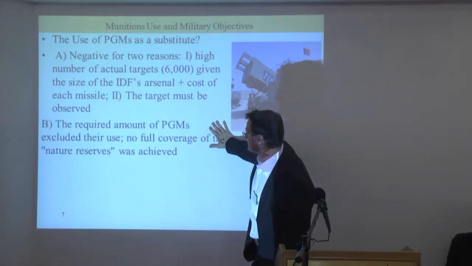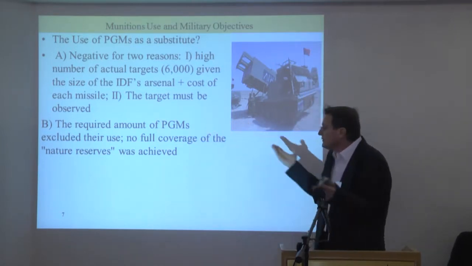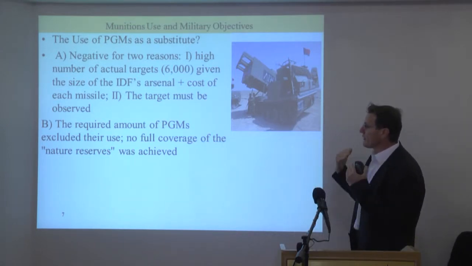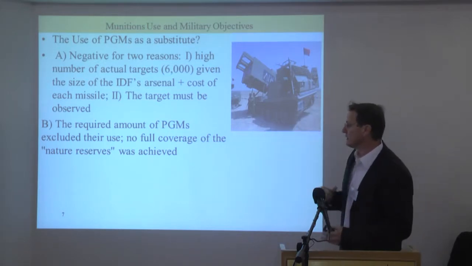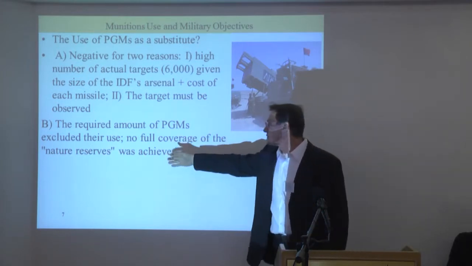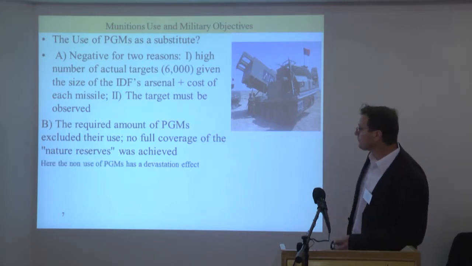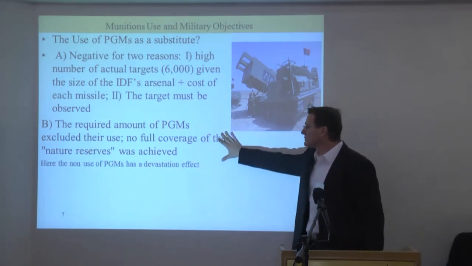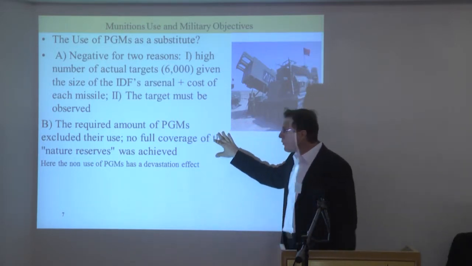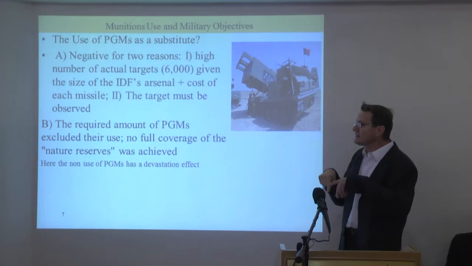As for the second purpose, again, the required amount of PGM excluded their use, and in case there is no point because there is no target, you just want to create a situation in which nobody enters the nature reserve. And of course, again, no full coverage was achieved, so you cannot simply launch the missile. And here, of course, the non-use of PGM has a devastating effect because part of this firing, in many cases, the rocket will launch from inside the village.